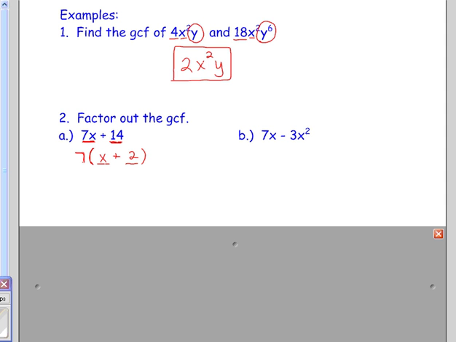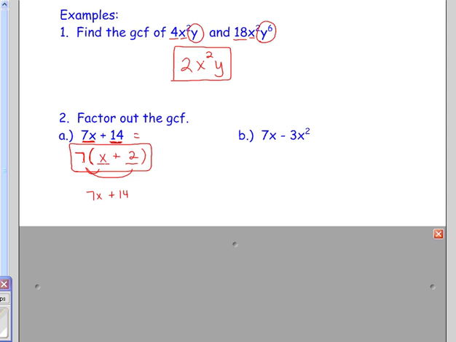So go back to our definition of factoring. It means rewriting a polynomial as the product of other polynomials. Well, I've just rewritten 7x plus 14 as 7 times x plus 2. These two are equivalent because I could distribute back the 7. 7 times x would give me 7x. 7 times 2 would give me plus 14. And my answer should always equal back to the original polynomial that I started out with.